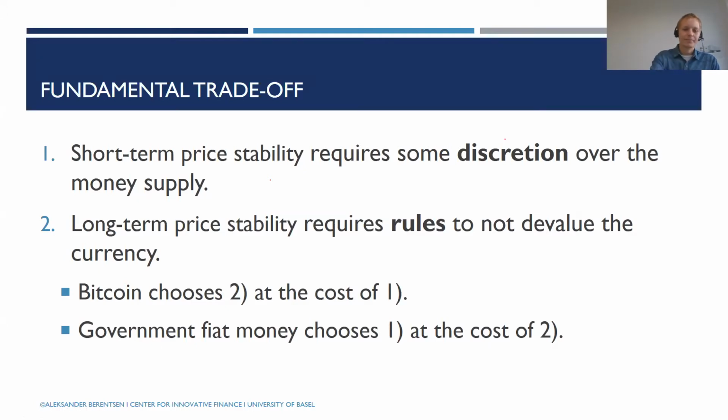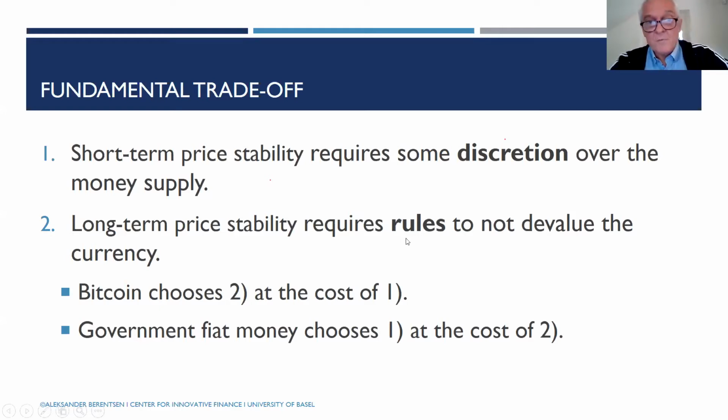Good. I think this is really an interesting trade-off that I think is at the heart of the discussion. So Bitcoin: short-term price stability requires some discretion over the money supply. Discretion over the money supply really means that the central bank can determine the money supply, right? You must be able to manipulate the money supply if you want to attain this goal.